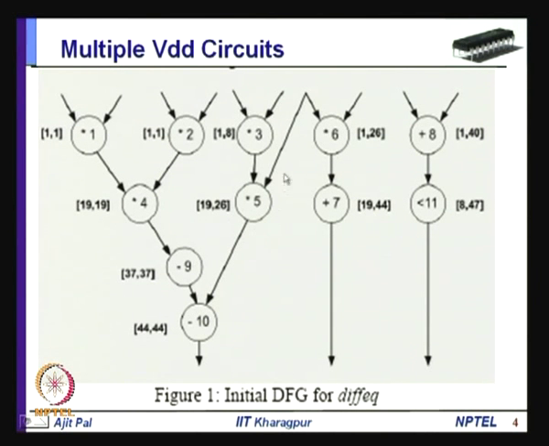So, this one has some slack. This multiplication can start at clock cycle 1, and here there is a slack. You can see even if it starts at clock cycle 8, it can still perform the operation. Similarly, it can start at 19 or 26. So, there is a slack. These two multiplications have slacks in the range 1 to 8 and 19 to 26. This slack can be utilized to assign lower supply voltage to these multipliers.